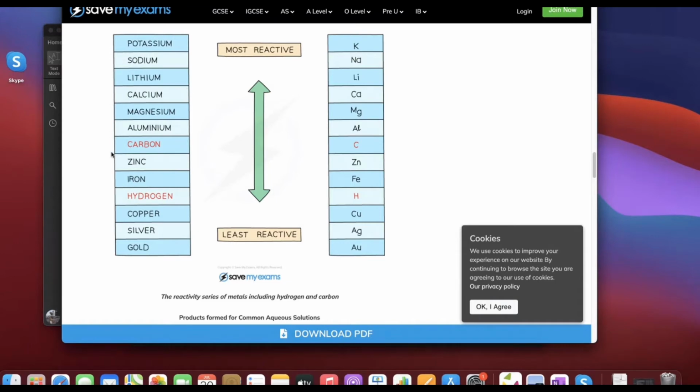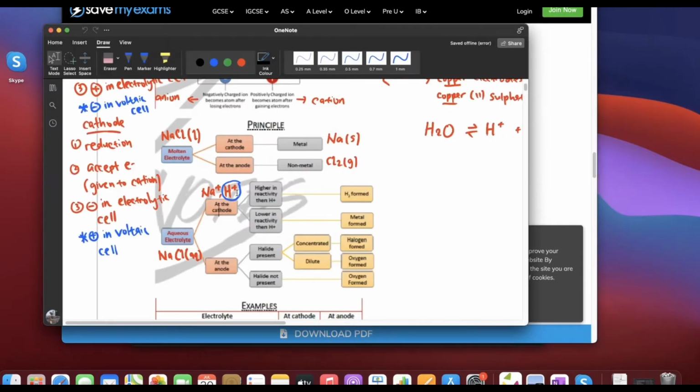Okay, so if they are above hydrogen ions, they are not going to be chosen to form product. They will remain as positive ions. And because of that, hydrogen ions will be chosen to form the product. Hydrogen ion is less reactive compared to all of these. So hydrogen ion will be chosen to form product, and hence H2 is formed.